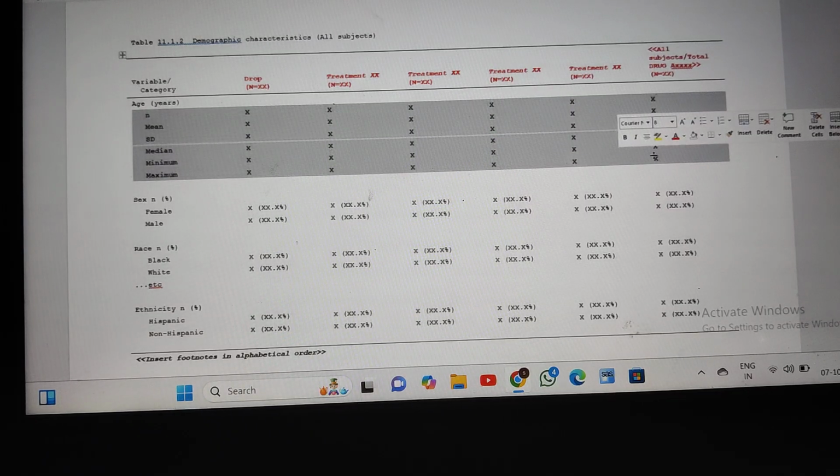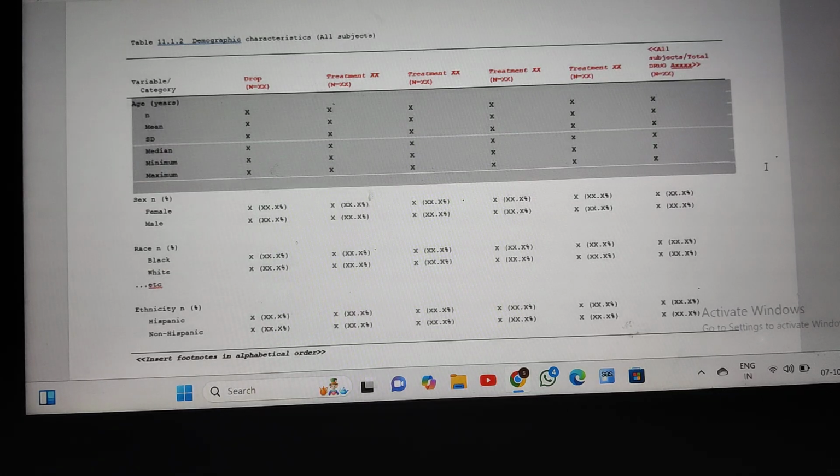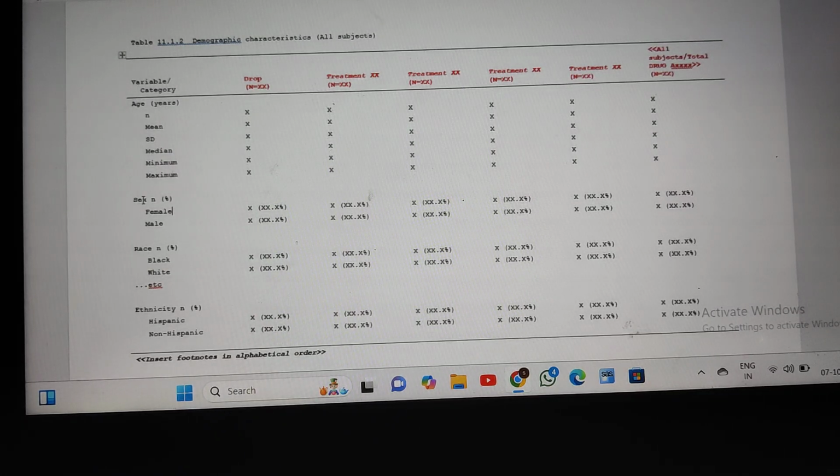Proc means. Right, you need to use the proc means procedure on the age variable. And then this is the sex variable. Sex means how many females and how many males we have.